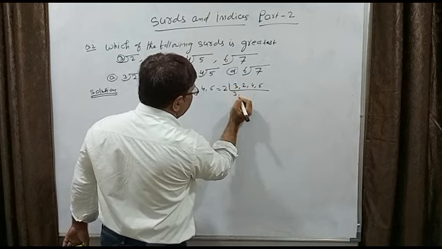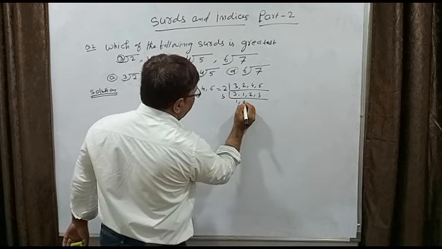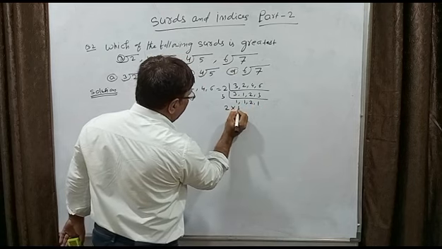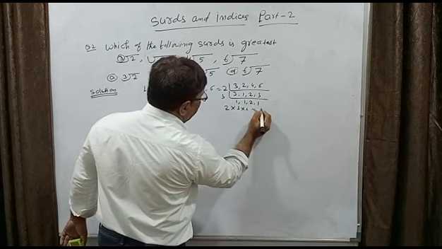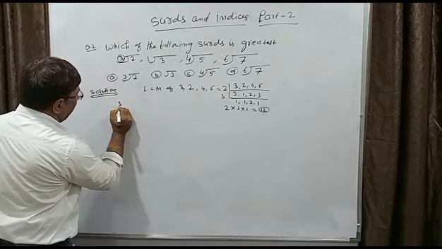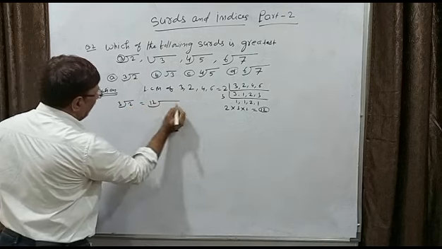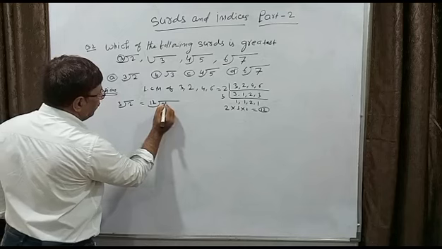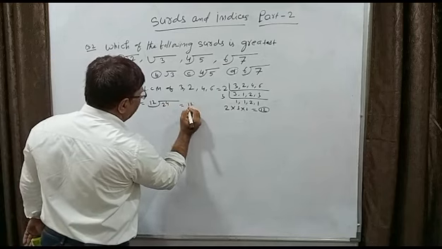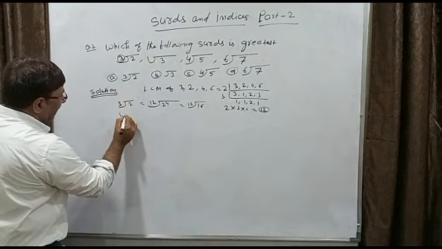First divide by 2. So this is 3, 2 ones are 2, 2 twos are 4, 3. Again by 3. So this is 1, 1, 2 and 1. So the LCM is 2 into 3 into 2, that is 12. My first number is the cube root of 2. The LCM is 12, so we write 12 here, and 3 fours are 12, so 2 to the power 4, which is 16.